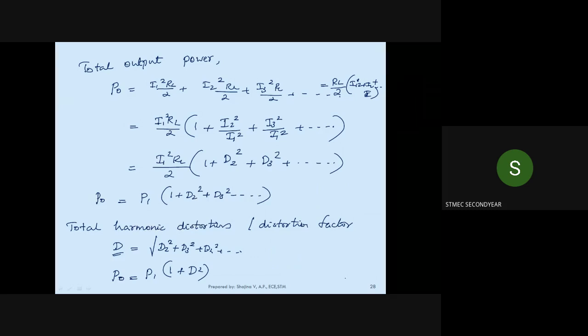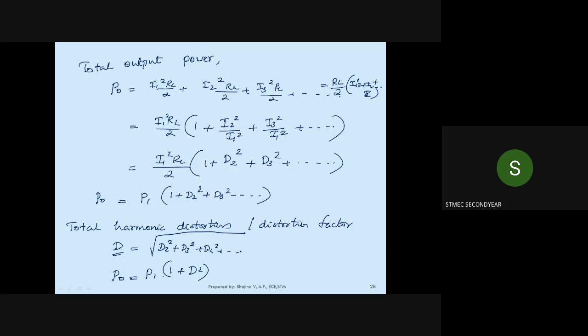So ഇത്രയും കാര്യങ്ങളായിരുന്നു ലാസ്റ്റ് ക്ലാസ്സിൽ ഡിസ്കസ് ചെയ്തത്. That is, our total harmonic distortion is equal to the square root of d2 square plus d3 square plus d4 square plus etc., where d is the distortion corresponding to each harmonic component. This is second harmonic distortion, third, fourth, like that.